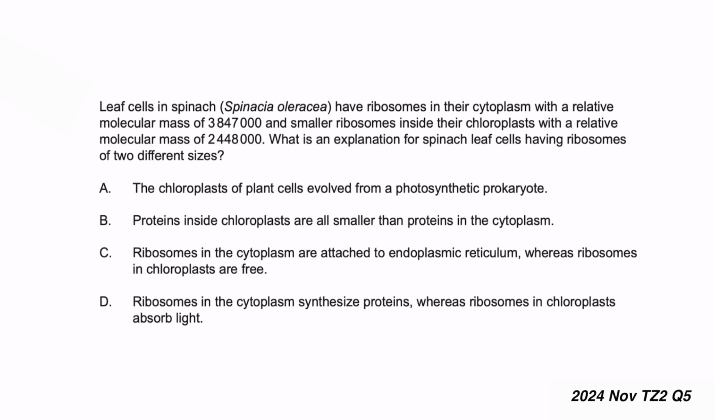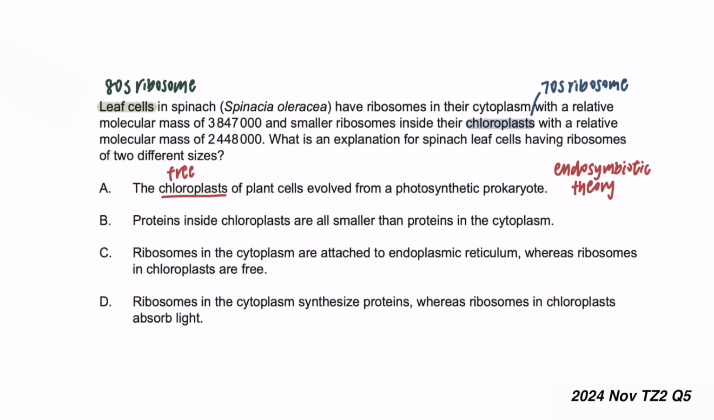The larger ribosome is the leaf cell's 80S ribosome, while the small ribosome in the chloroplast is a 70S ribosome. Due to endosymbiotic theory, chloroplasts were a free-living photosynthetic prokaryote, and they were engulfed by a larger prokaryote.